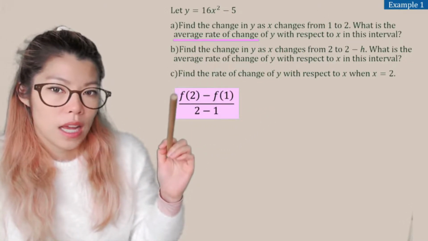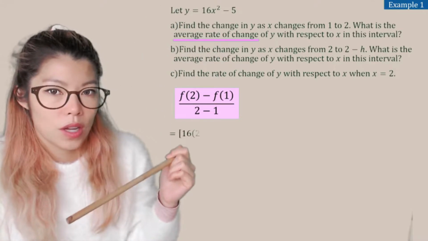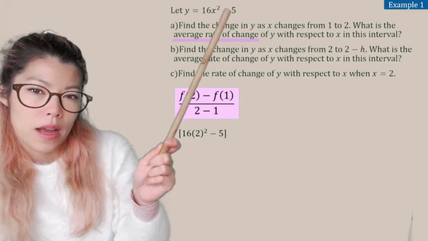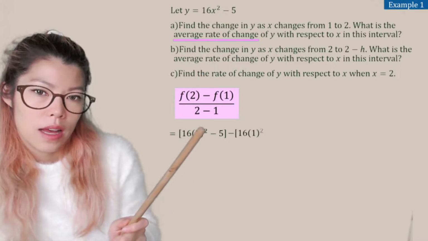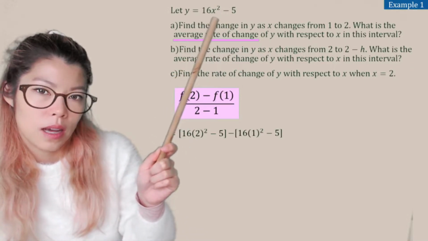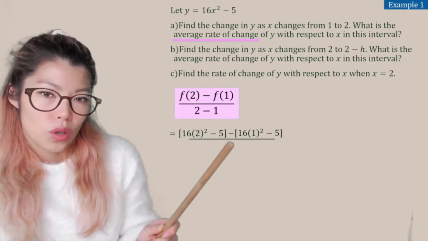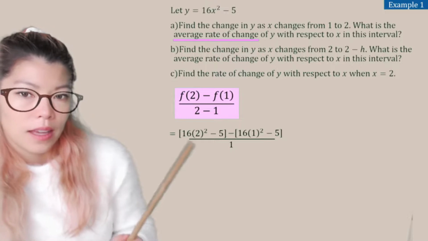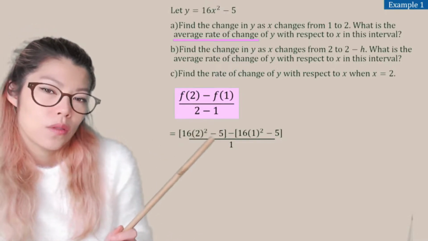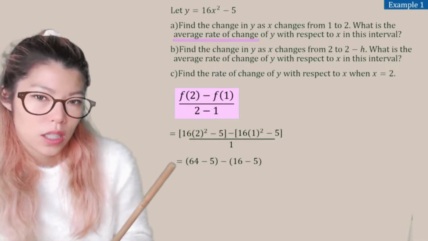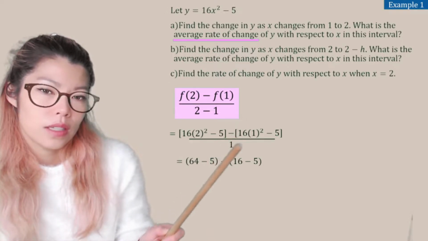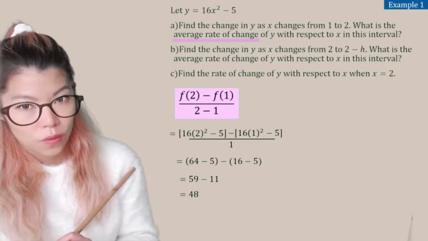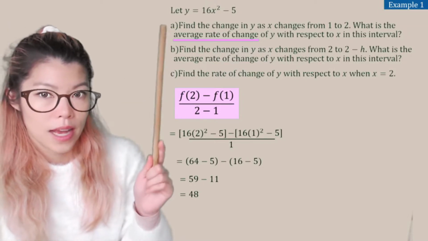Now to find f of 2, all we have to do is plug it into the equation. So let's do that. 16 times 2 squared minus 5, and then f of 1 would be 16 times 1 squared minus 5. Don't forget to use brackets. And then 2 minus 1 is just 1. Now simplify that. 2 squared is 4, 4 times 16 is 64, minus 5, 16 minus 5. So we have 59 minus 11, which is 48. So that's part A.